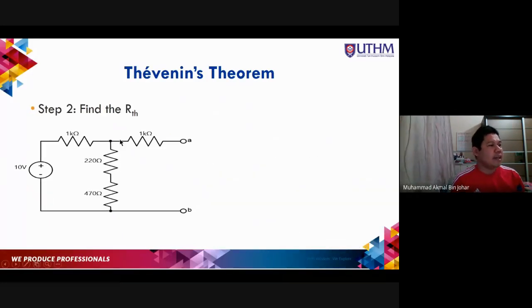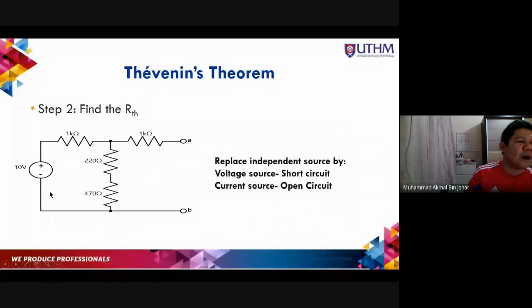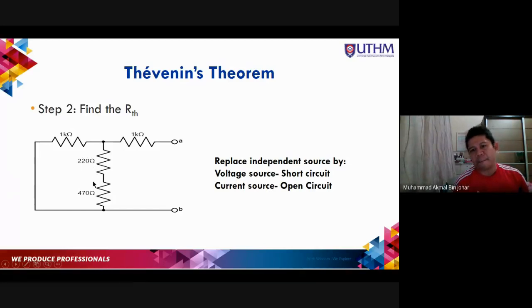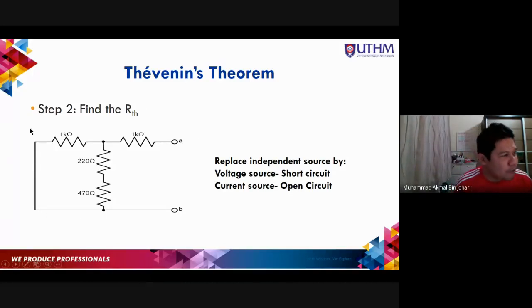So in this second step, I go back to here. What you need to do is replace the independent source at one time. In this situation, we have a 10 volt independent source, as we know from its symbol. So we replace the independent source: voltage source to short circuit, current source to open circuit. So this circuit will turn into this, because that one is a voltage source, so we convert it into a short circuit. And what is left inside the circuit is only resistors.